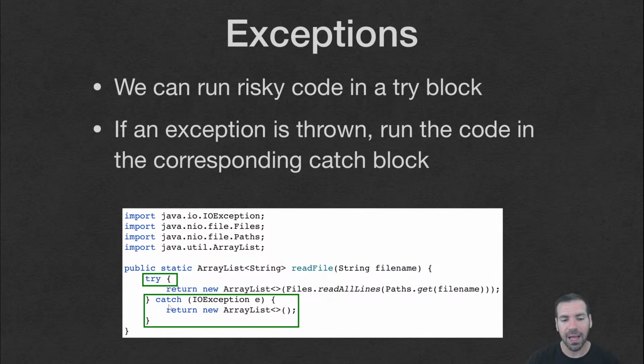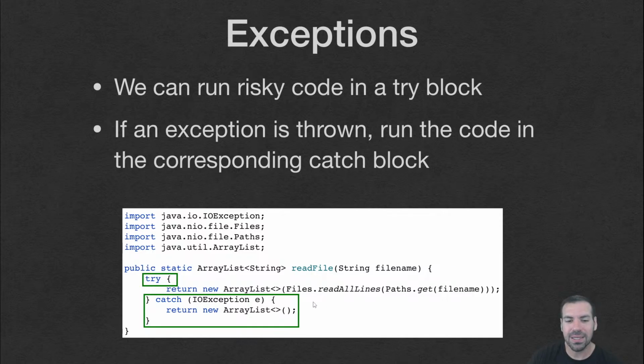We stop everything and jump to the catch block and say, okay, this is what we're doing if we get an IO exception thrown from the try block. We move to the catch block of the IO exception and run this code instead. So instead of just saying, run this code, it might crash the program, we say, try to run this code, and if it would crash, do this instead.